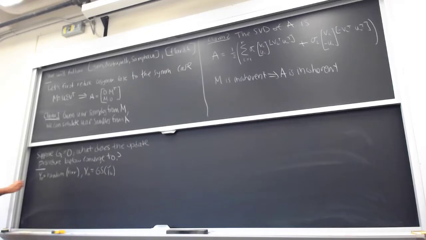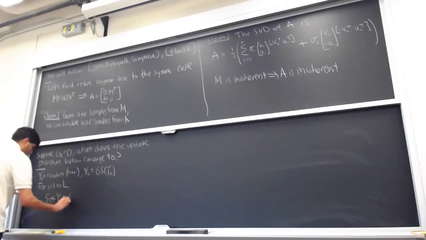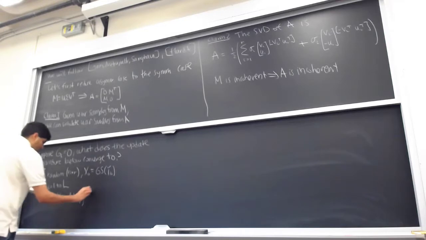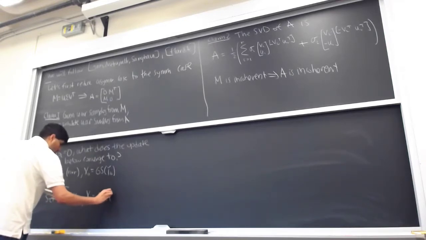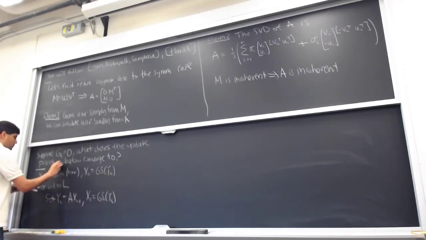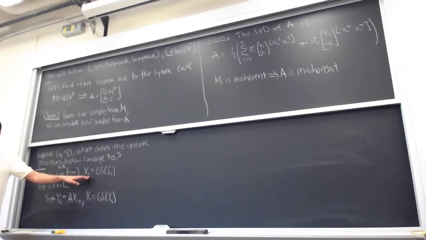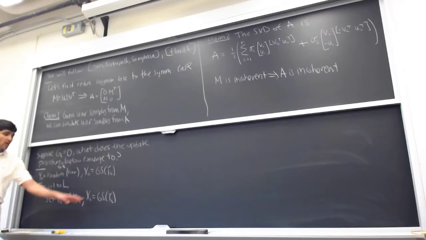And then for L iterations, we're going to set y sub I equal to A times x sub I minus 1, and we're going to set x sub I equal to Gram-Schmidt of y sub I. So this procedure makes sense, right? All we're doing is removing the noise, taking our random guess the same way, and always maintaining the invariant that x sub I is an orthonormal basis for the columns of y sub I, because we always enforce this Gram-Schmidt procedure. We keep updating y sub I as A times x sub I minus 1, we take Gram-Schmidt, and we keep doing this. And the question is, what does x sub I converge to?